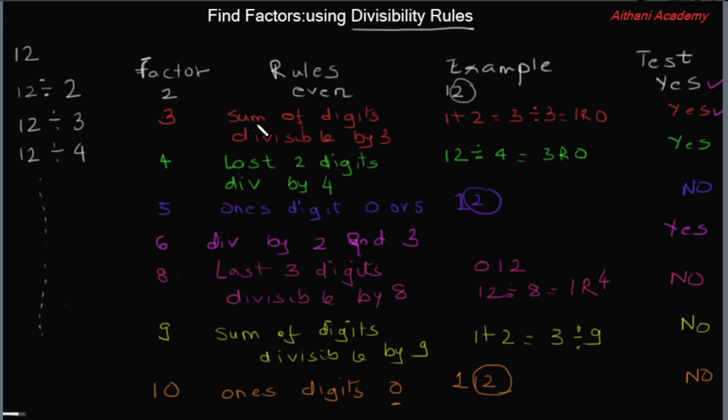So these are the quick rules to quickly find out the factors of 12. We can use divisibility rules, which will help us if we know the rules.